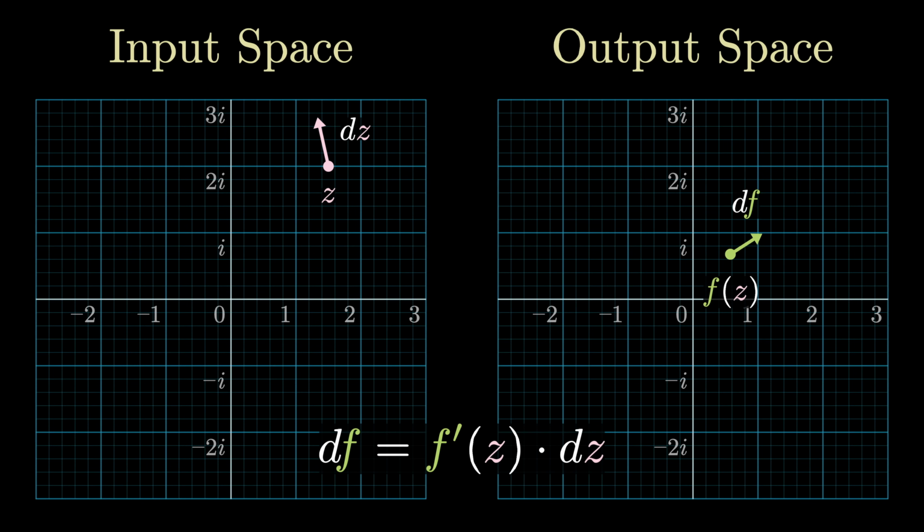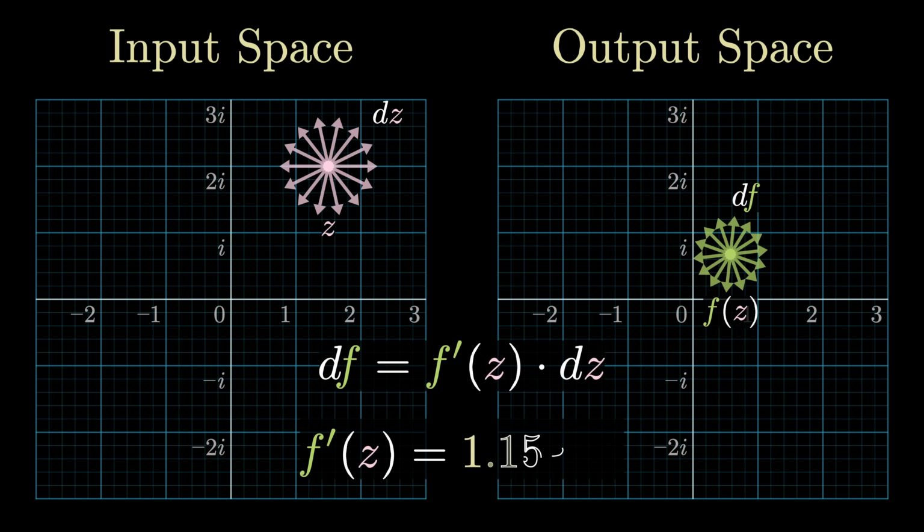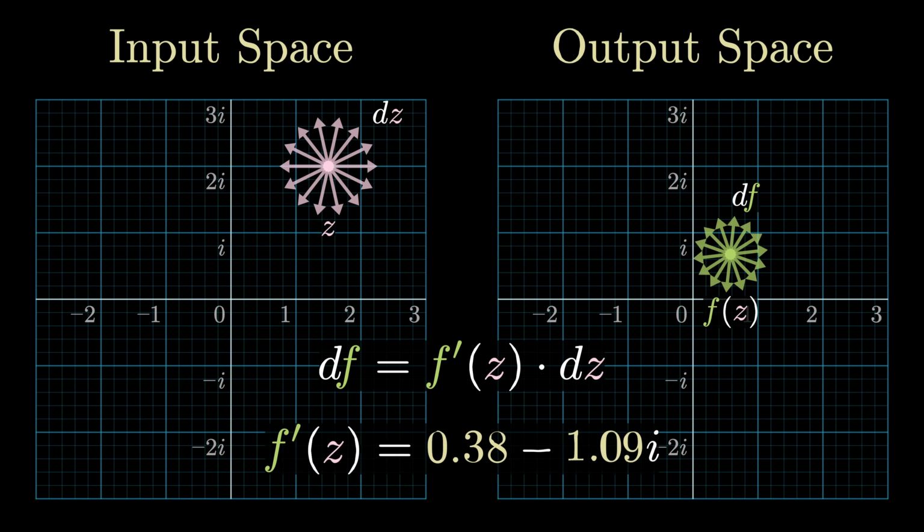But we've chosen some arbitrary direction for dz. What we need to consider is each and every direction for dz and their resulting image df. What it means for a derivative to exist at this point is for every single image df to have the same scaling and rotating factor. In this case, each dz is being rotated clockwise by roughly 2 pi over 5 and being scaled by roughly 1.15. Since every dz has the same rotating and scaling factor, this means that the derivative exists at z. The value of the derivative is this scaling factor, which we can write out as 1.15 times e to the 2 pi over 5 i. In rectangular form, this is 0.38 minus 1.09 i.